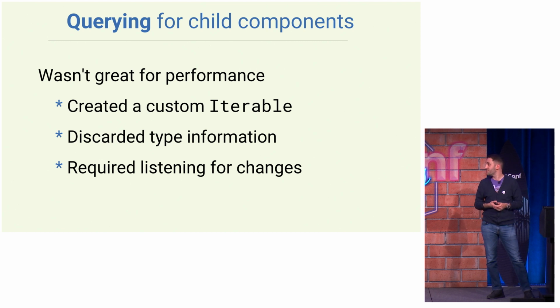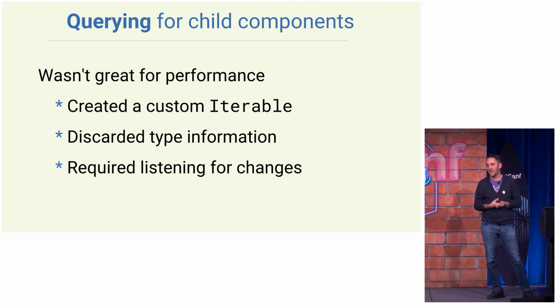So here's a really simple example. In Angular Dart, you can query for child components. You can say, oh, I have three buttons, and I want to get a handle to these buttons so I can change them. The way it was implemented before I started the team, it wasn't really great for performance, and it was kind of hidden. Basically, it created a custom iterable class. It actually implemented the iterable interface itself with handwritten code.